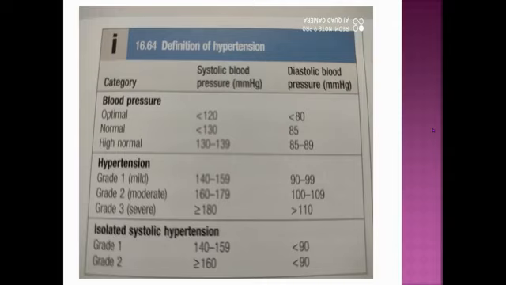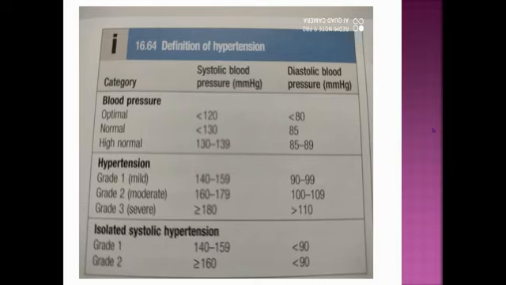Normal must be below 130 and 85 millimeter of mercury. High normal is 130 to 139 systolic and diastolic 85 to 89 millimeter of mercury. And in case of hypertension, there are 3 grades, 1 to 3, that is mild, moderate, and severe.